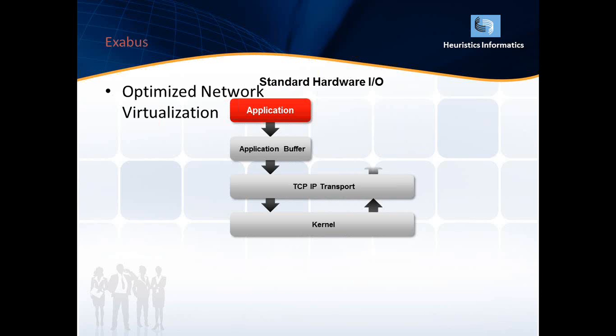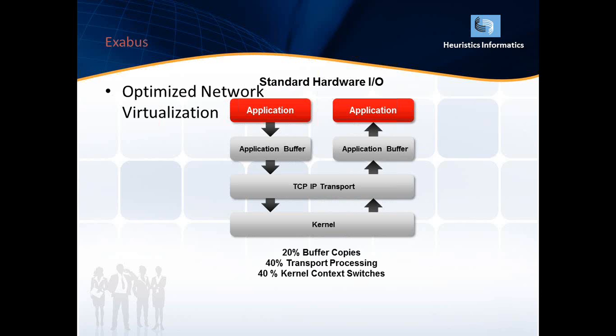And this is the standalone server, the architecture we are using for network virtualization. Whenever an application needs to communicate with another application, the object gets copied from application to application buffer, from application to TCP/IP, from IP to kernel. So the single object is copied to each and every logical layer within the compute node. Therefore the amount of time I'm spending on copies of the object is 20%, and 40% I'm wasting on transport processing, and 40% on kernel context switches. So this is how I'm wasting my time on the standalone IO hardware.